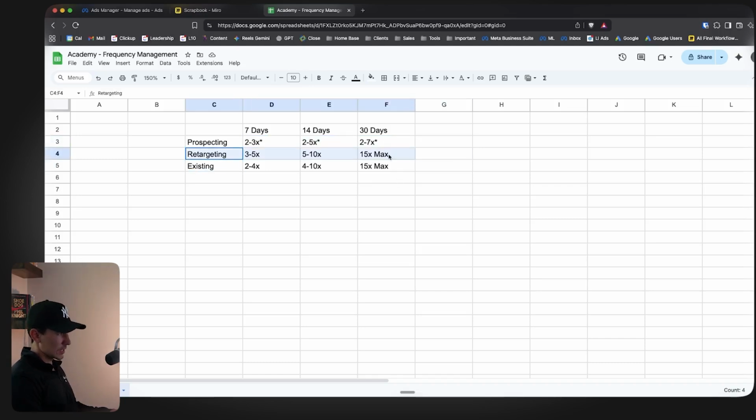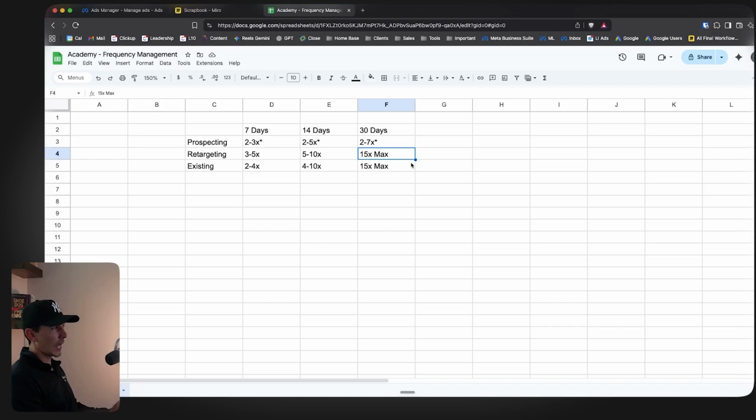On the retargeting side, this is going to be a finite number of people, right? Because you're literally hitting people who've been to your site, who have added to cart, things like that, engaged with you. In the last 7 days, I'm really looking for a frequency of 3 to 5. Think of this more as like 5 max. On a 14 day, I'm looking for 5 to 10. I'm definitely 10 max. If you're on a 14 day and your frequency is 2, you probably need to spend more money. 30 days, I'm looking at 15x max.